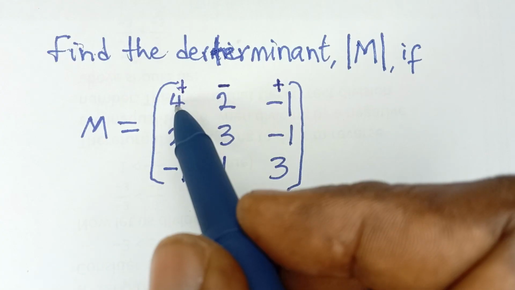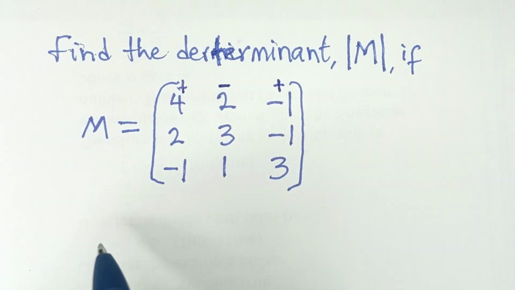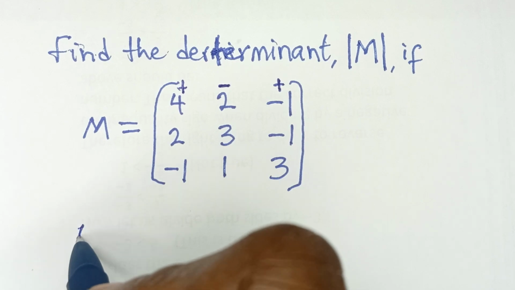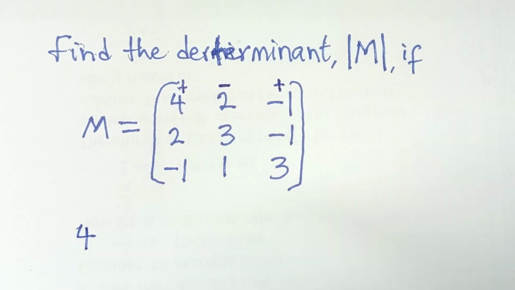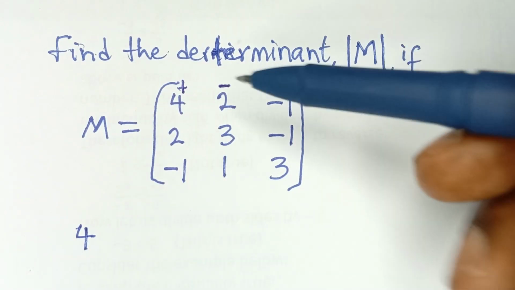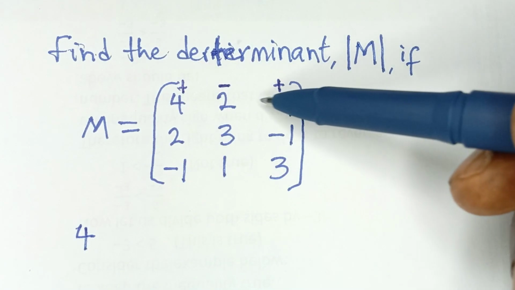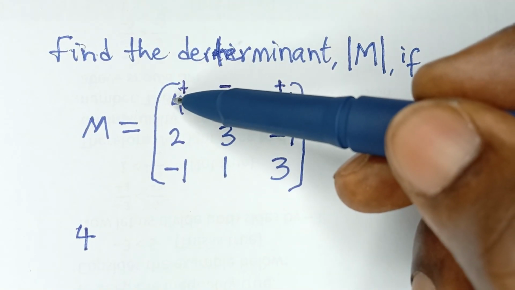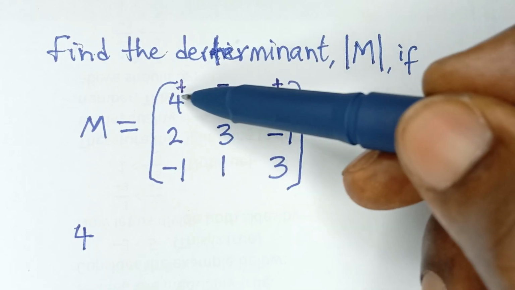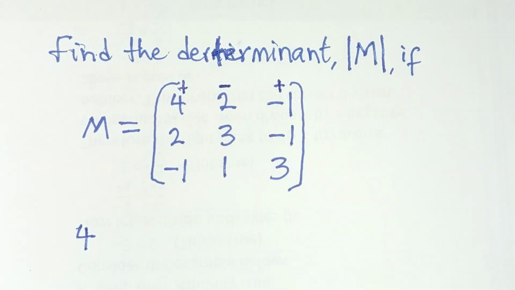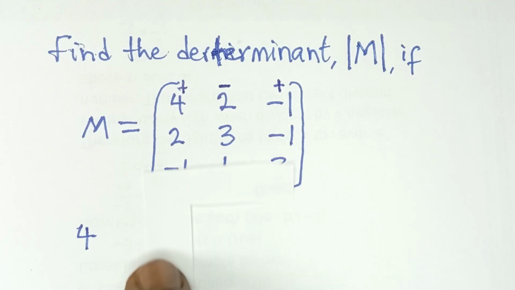So you take this first number 4, that is positive 4, and you are going to write it out. So that is positive 4. Now, when you take this positive 4, you are going to ignore this row and this column where this 4 falls on. So you ignore this row and you ignore this column and you take the remaining 2 by 2 matrix.